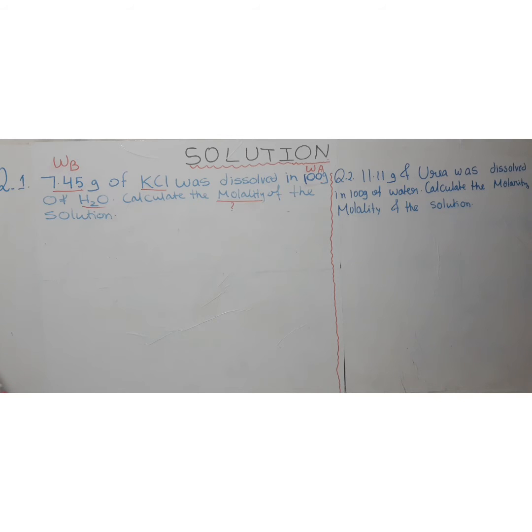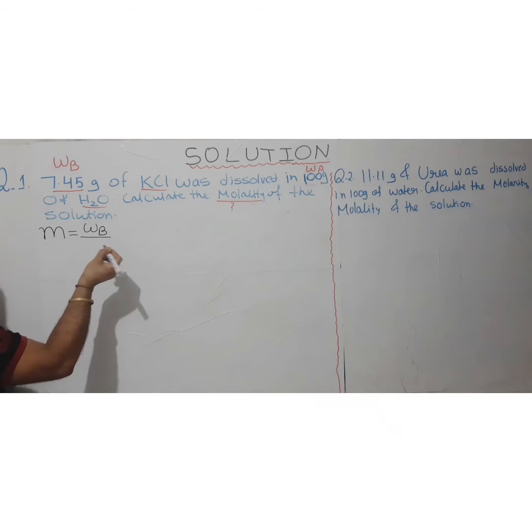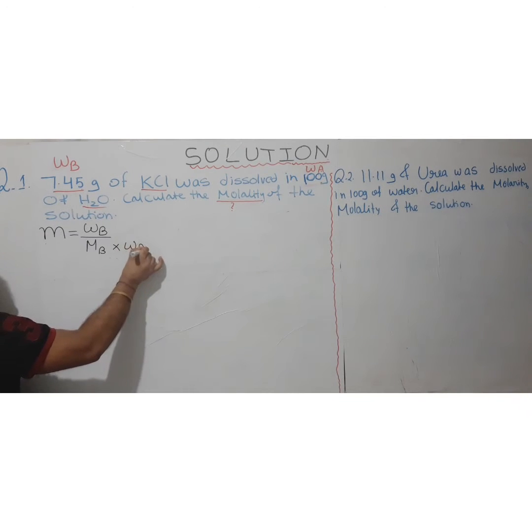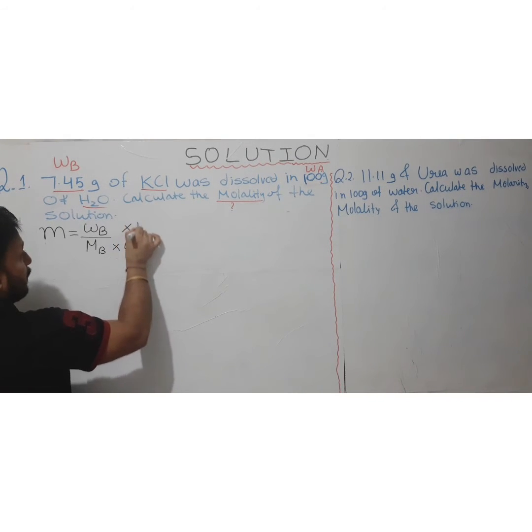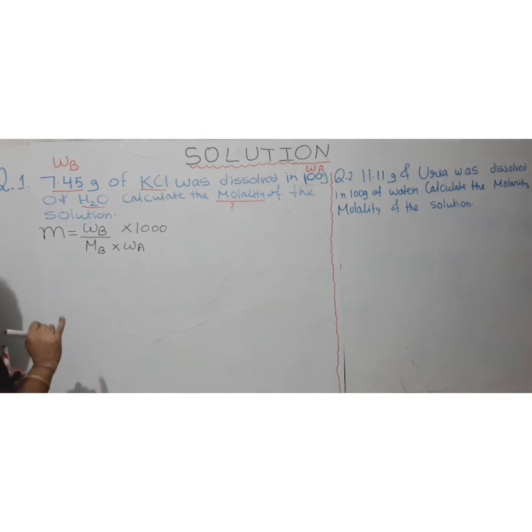Now we have to write the formula of molality first. Molality is represented by small m, so the formula is WB, that is the mass of the solute given, divided by the molar mass of the solute multiplied by the weight of the solvent, which should be in kg, but if it is in gram, you have to use 1000 here. As you can see, it is already given in gram. Okay, so let's put the values one by one.